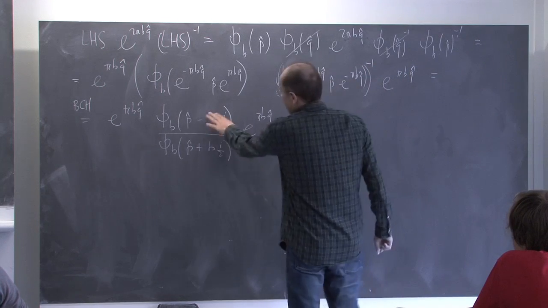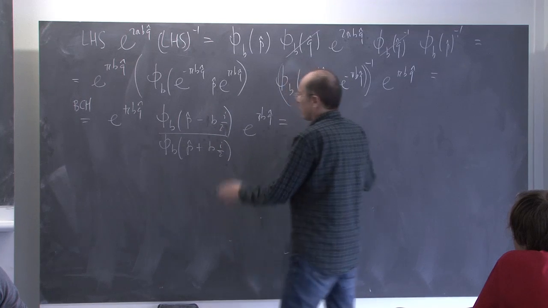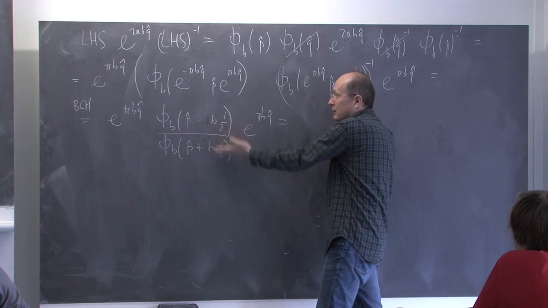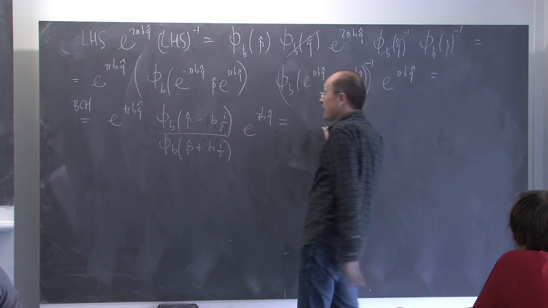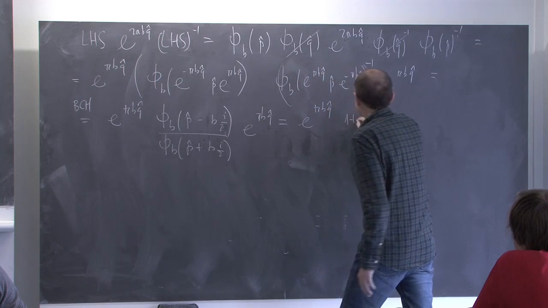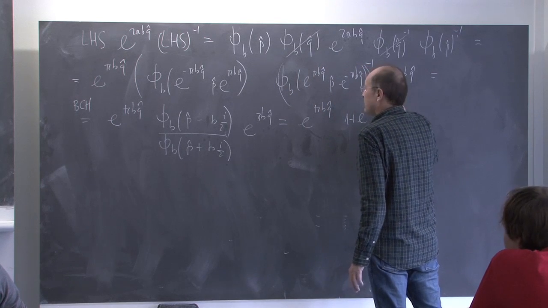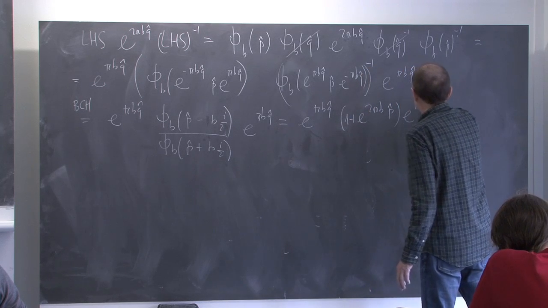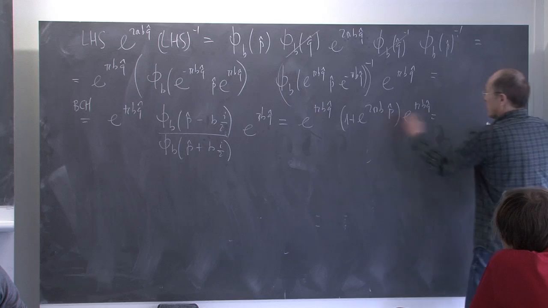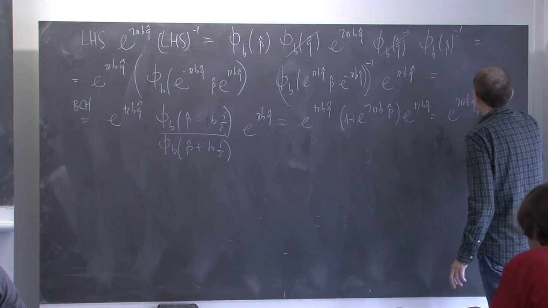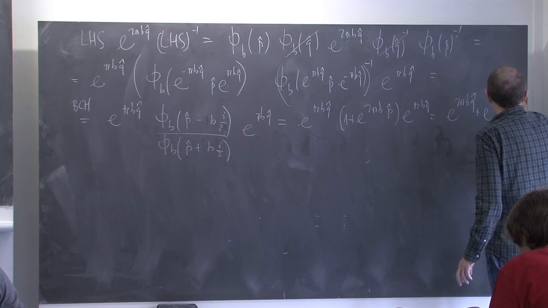And now we see that we are in the position to apply the functional equation. We are perfectly in the domain of holomorphicity. So it's E^{πbQ̂}, 1 plus E^{2πbP}, E^{πbQ̂}. And we can put everything together: E^{2πbQ} plus E^{2πb(P+Q)}.